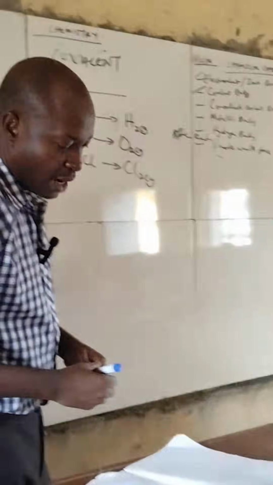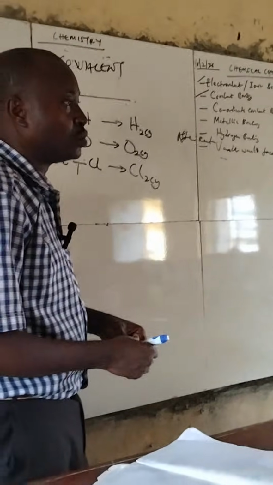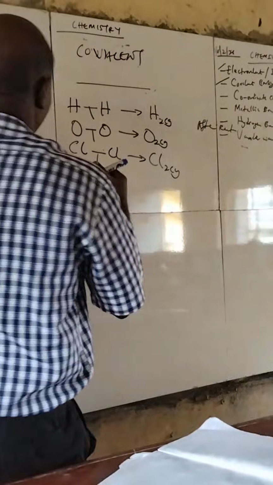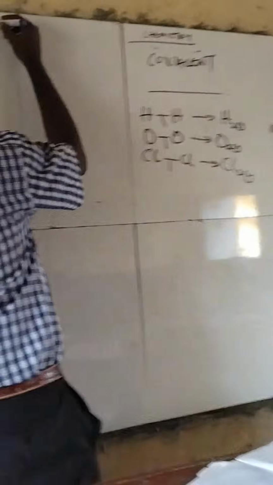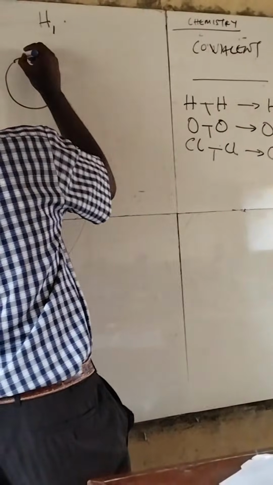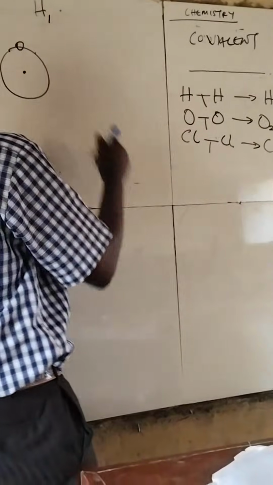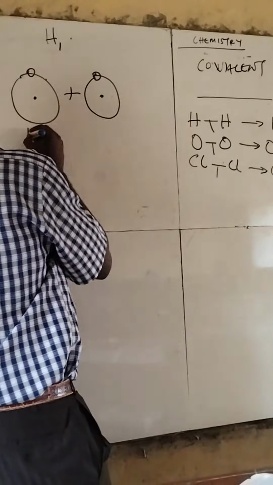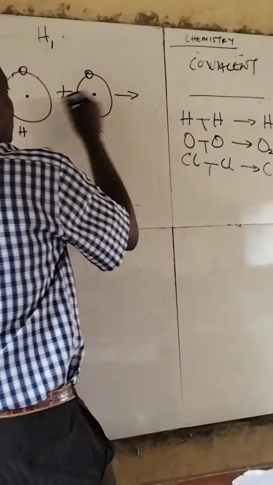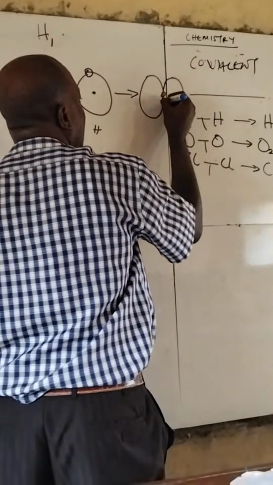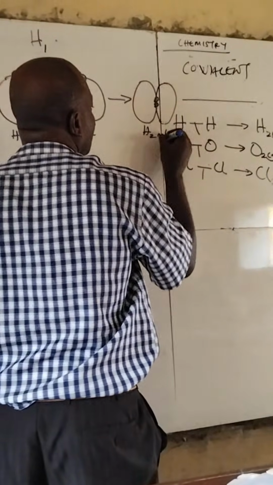So let me give you an example of the formation of hydrogen molecules, using electronic dot representation. What is the electronic configuration of hydrogen? 1. Right? 1. So if you want to draw the electronic structure, it will be like this. You know it's only one electron, right? It combines with another hydrogen atom. So they will now form hydrogen molecules.